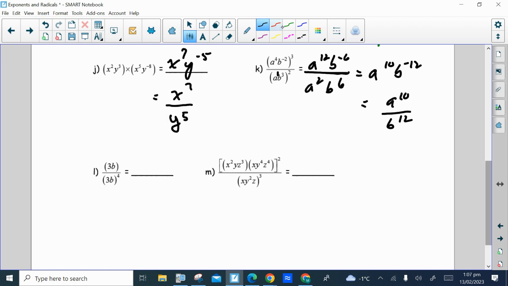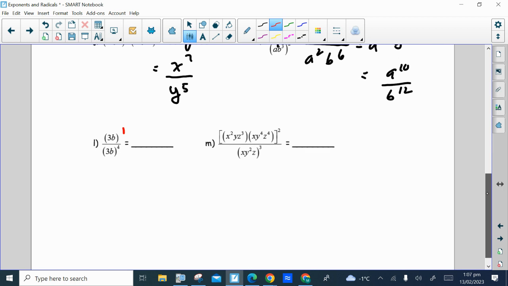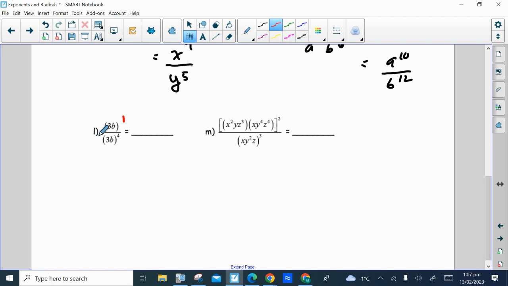Now, looking at question L, you're really dividing two powers here with the same base. The base is 3b. The top one is 3b to the 1 divided by 3b all to the 4 on the bottom. So we can use our laws of exponents to simplify this first by subtracting them and keeping the base the same. So that'll become 3b to the power negative 3. 1 take away 4 is negative 3. What now, Brock?